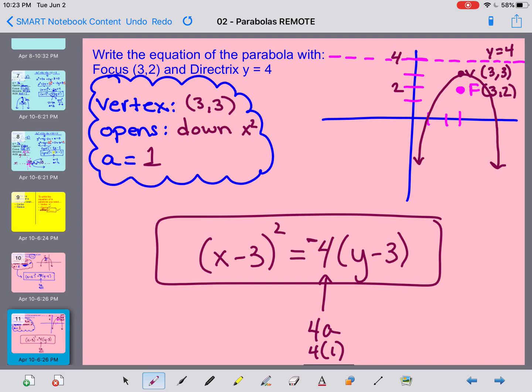And so that is parabolas. Sorry it's a little long. That's why I'm going to give you guys some extra time to do this.